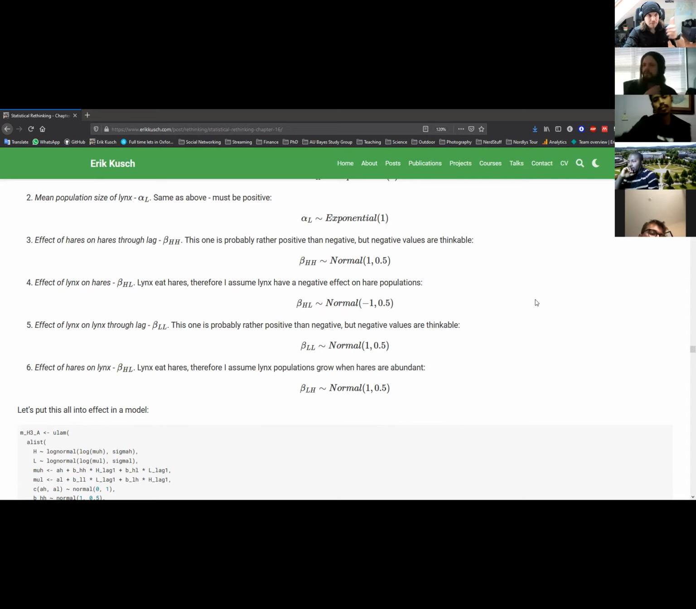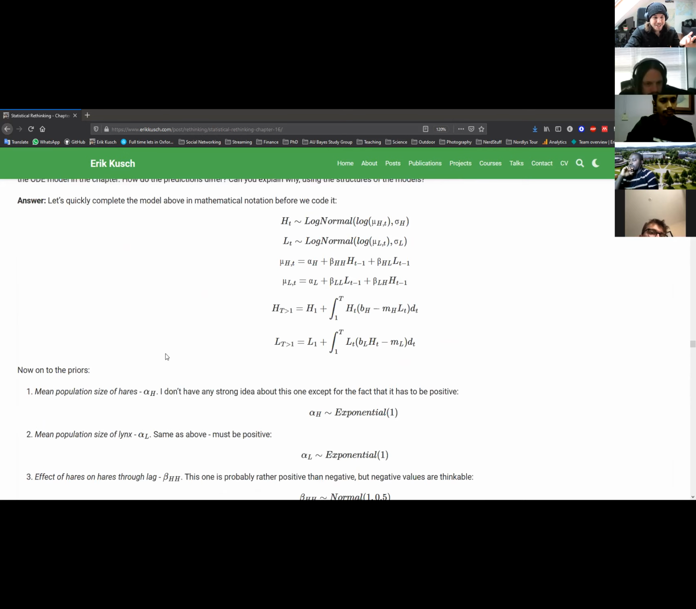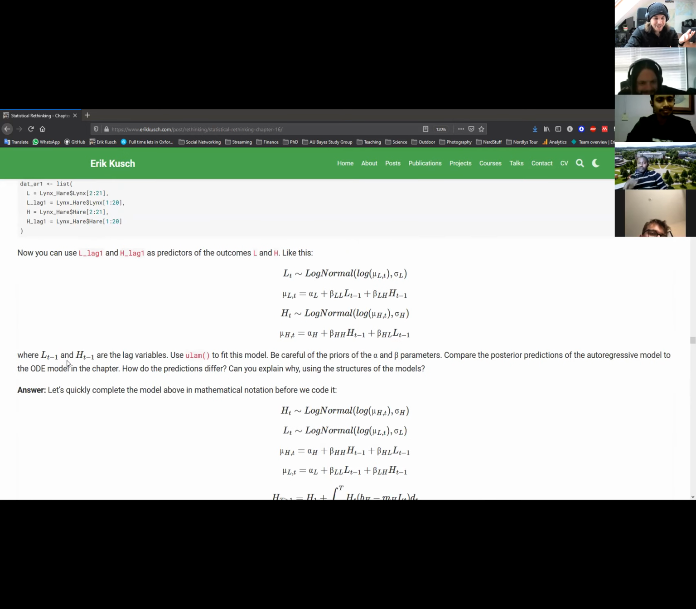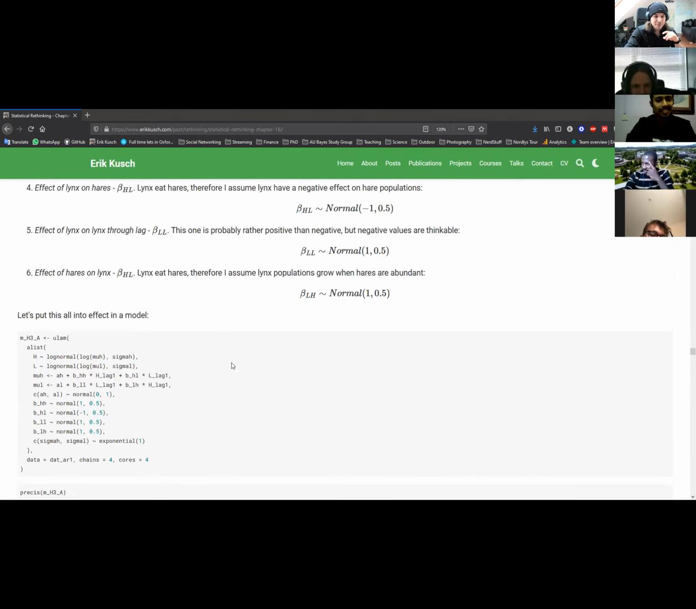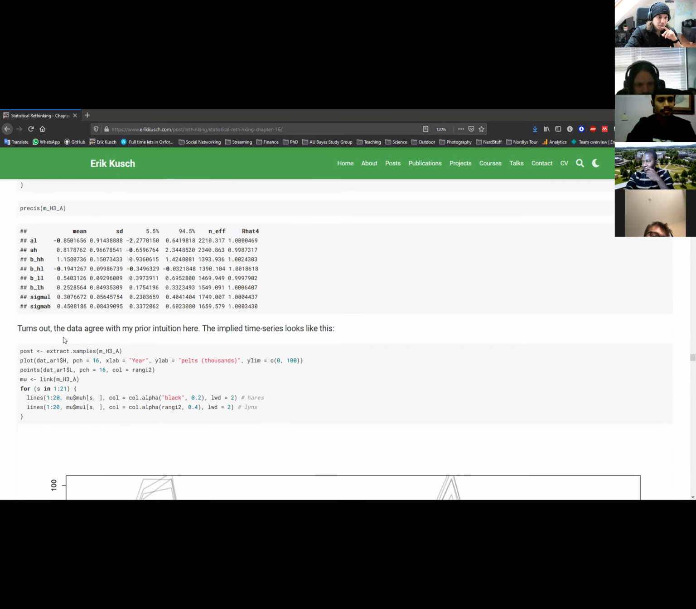Okay. Fab. I run the model. I honestly already forgot what it actually was we were supposed to do. So let me just quickly look at this again. Just do the autoregressive model. Yes, that's what we were supposed to do. So this is just the model from the book.